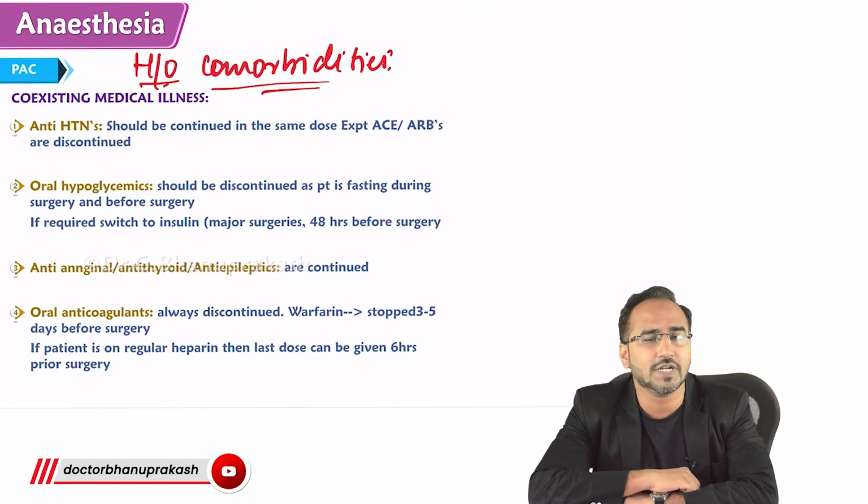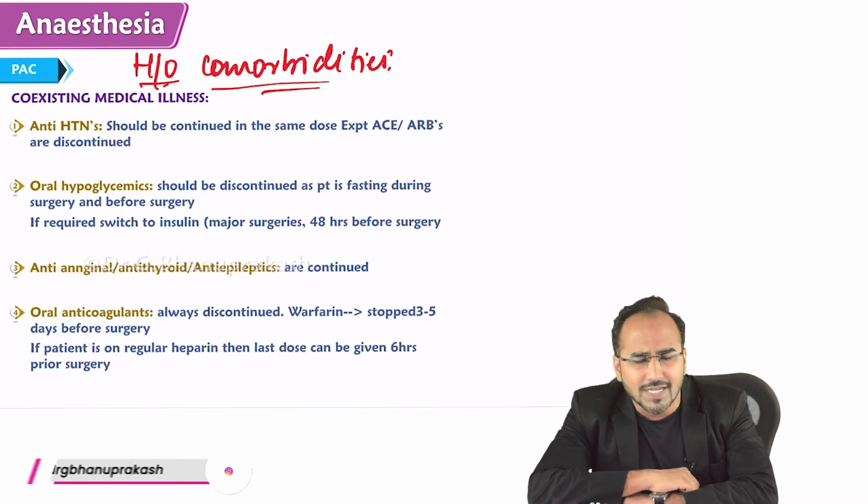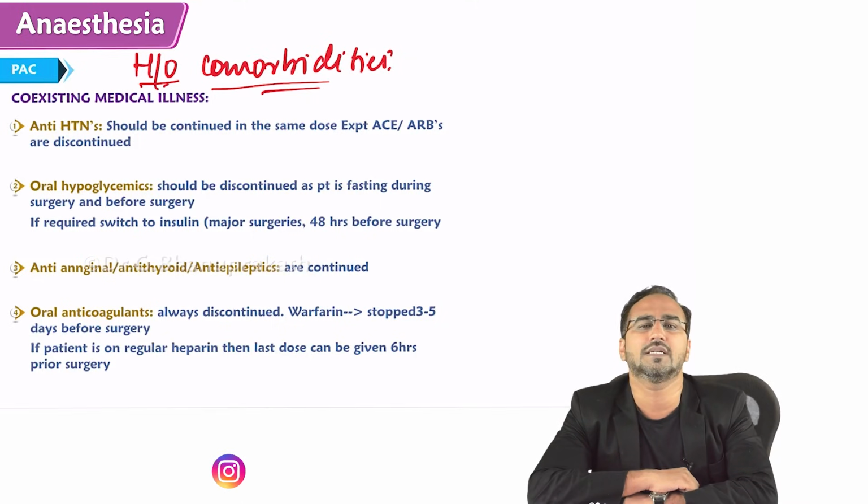So that's regarding diabetes. If a person is posted for a major surgery and he is diabetic, taking an oral hypoglycemic drug, what you need to do? Stop the oral hypoglycemic drug at least 48 hours before surgery and switch to insulin. Insulin can be safely given, but titrated according to the blood sugar level. That's the advice regarding diabetes.